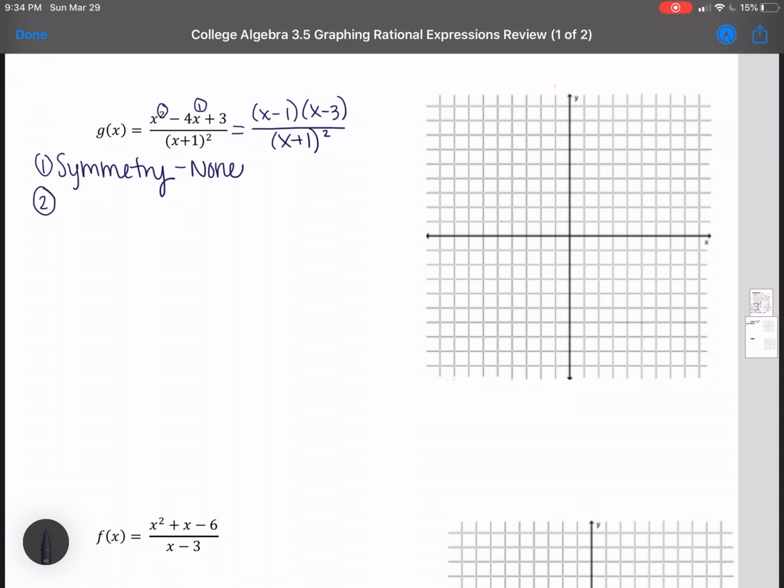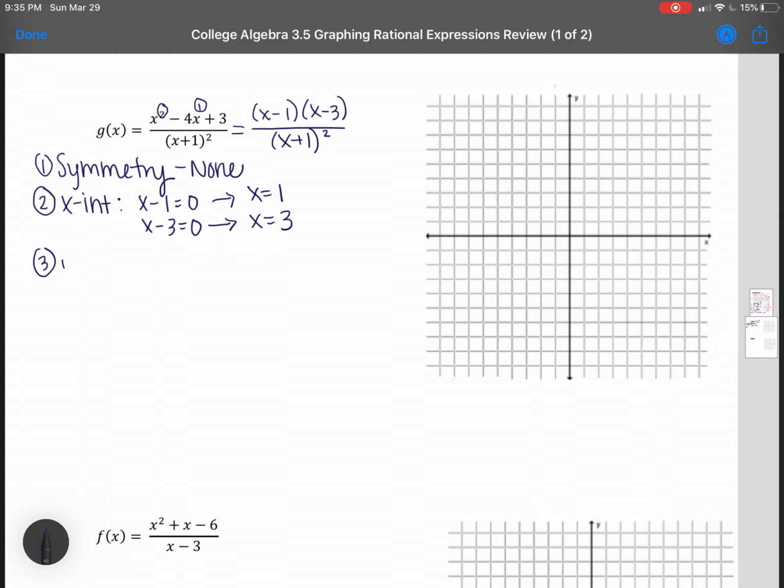Second, we're going to look at our x-intercepts. So if we set our numerator equal to 0, x minus 1 equals 0 tells us we have an x-intercept at x equals 1. And x minus 3 equals 0 tells us we have an x-intercept at x equals 3.